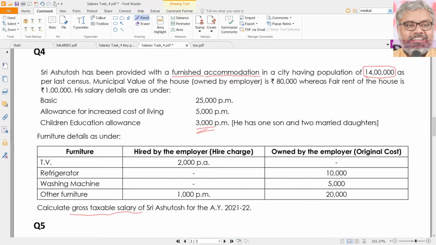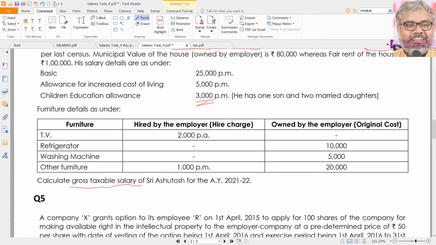Then value of furniture. Furniture, if it is hired by the employer, actual hire charges. If it is owned by employer, then just 10% of the original cost has to be taken. Simply speaking, as far as TV is concerned, 2,000 directly will be taken. Other furniture, 1,000 per month means total per annum 12,000. So total of this is 14,000 clear. Keep it aside. And this one, 10,000, 5,000, 20,000, total 35,000.